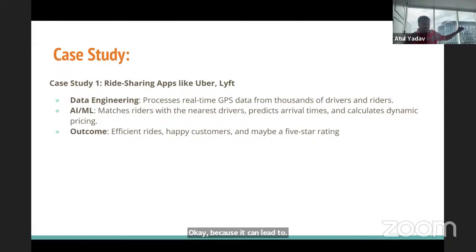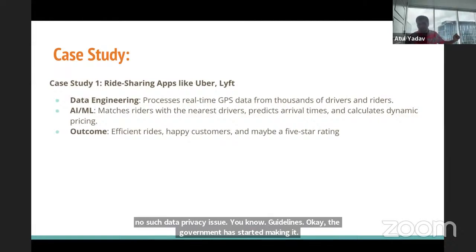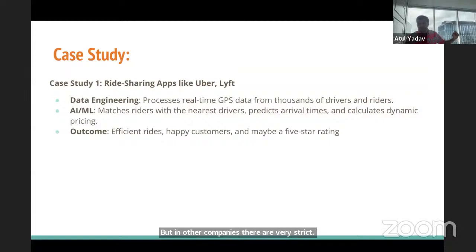Okay, in India there are no such strict data privacy guidelines. Okay, the government has started making them, but in other countries there are very strict laws for it. Okay, right? We have HIPAA, we have GDPR in Europe. Okay, so this information is very critical. Social Security number in the US. Yeah. That's right. Okay, so these are very critical pieces of information.